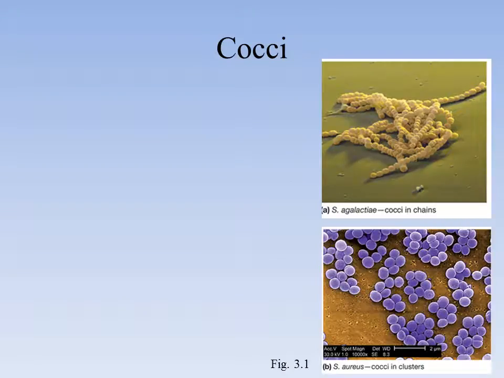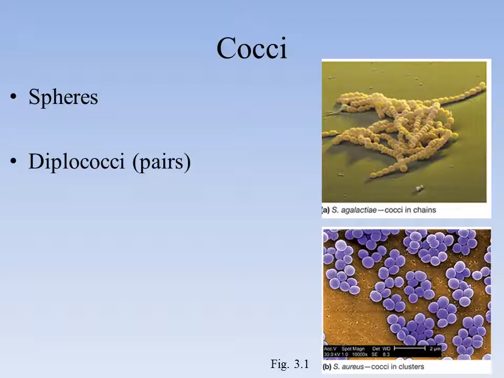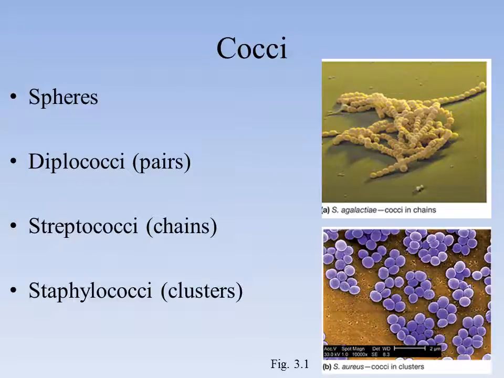Alright, so let's look at the cocci shape first. Again, a fancy word for circle. So here we have our cocci, or spheres. And there are several different types of arrangement we can have with these cocci. We have the diplococci, which is when you have a pair of spheres together, so just two circular cells connected to each other. We have streptococci, which you can see in this example over here on the top, Strep agalactiae, cocci in chains.